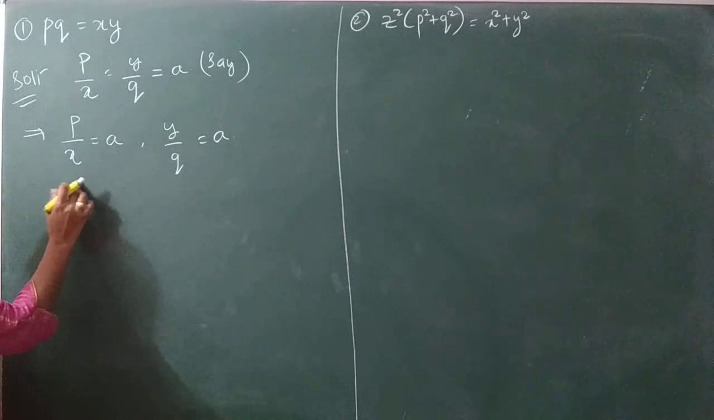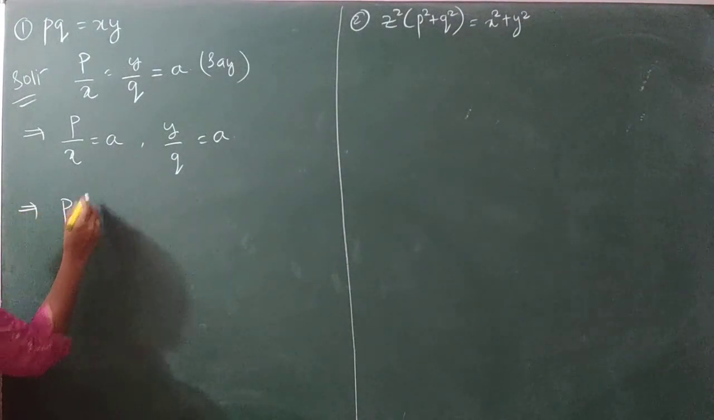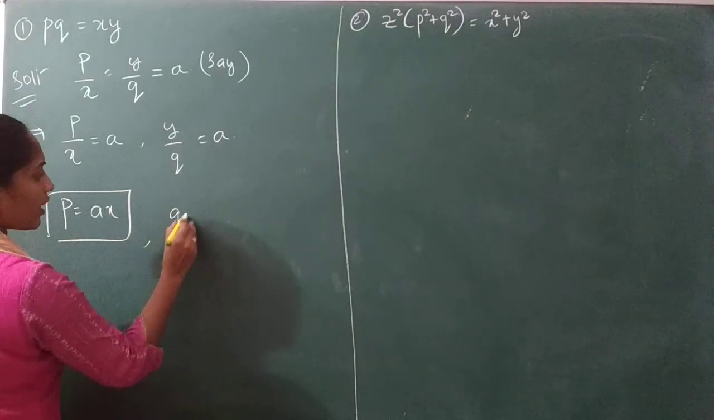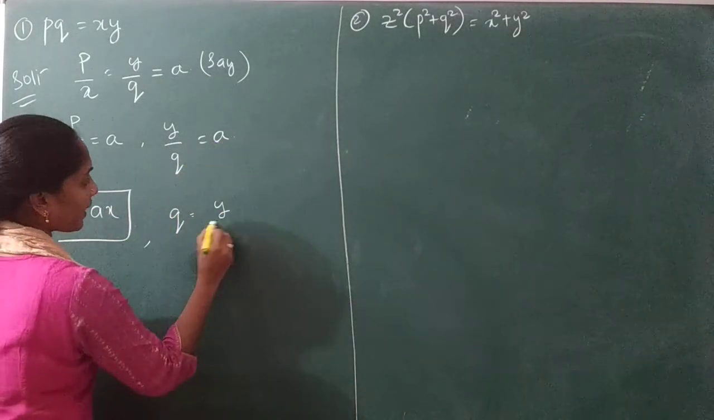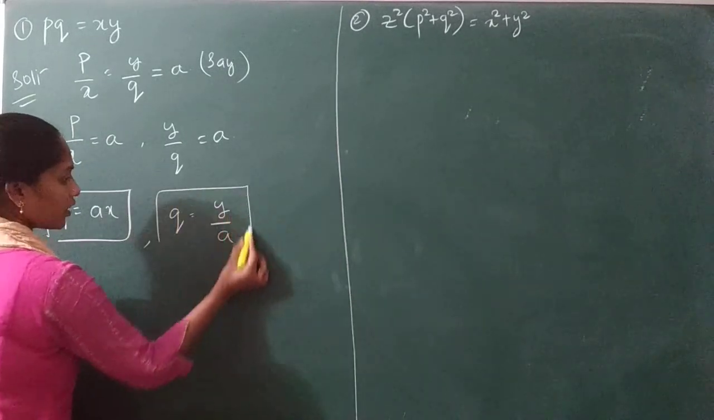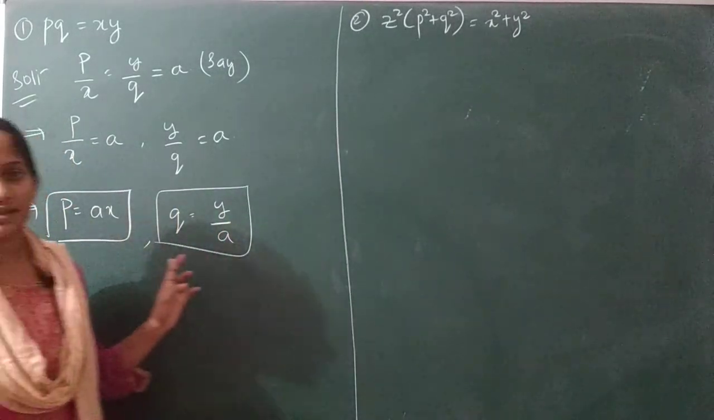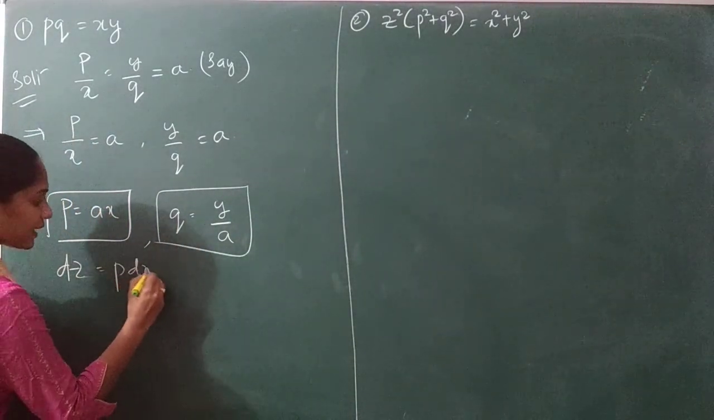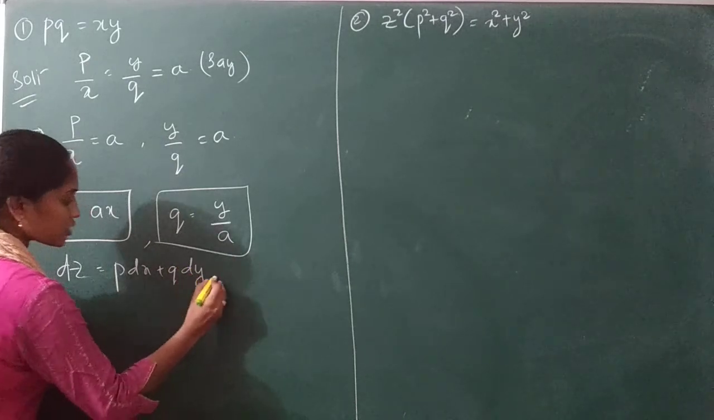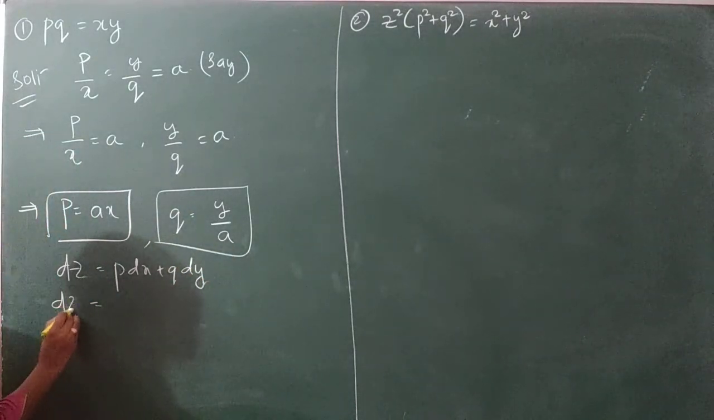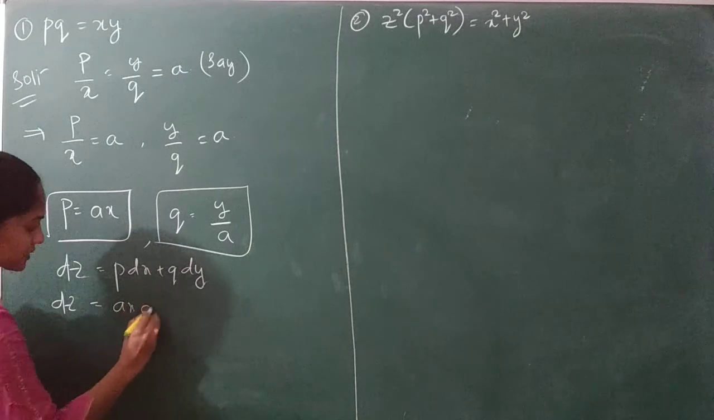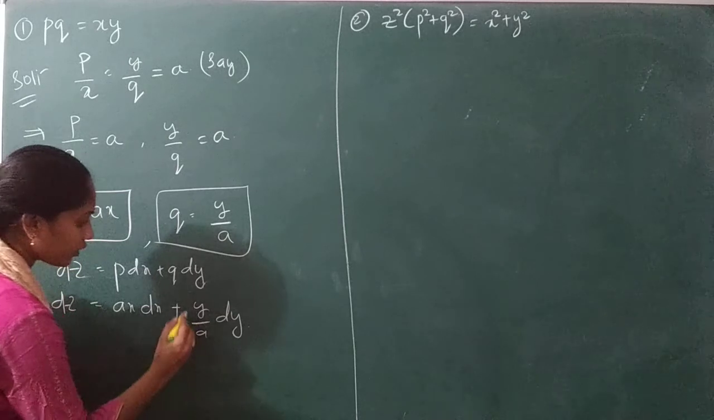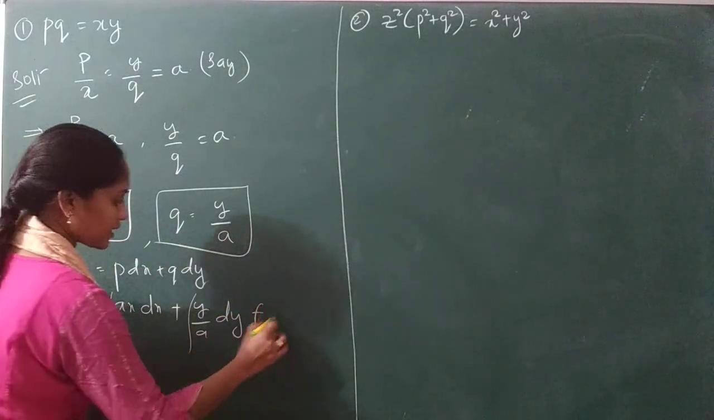If you take this equal to p, what is the value of p? p equals ax. And what is the q value? If you take q here, it is y by a. Now this is the p value and this is the q value. So now you have to substitute in dz equal to p dx plus q dy. Substituting the values, dz equal to ax dx plus y by a dy. Now you have to integrate the terms. This is an integral constant.